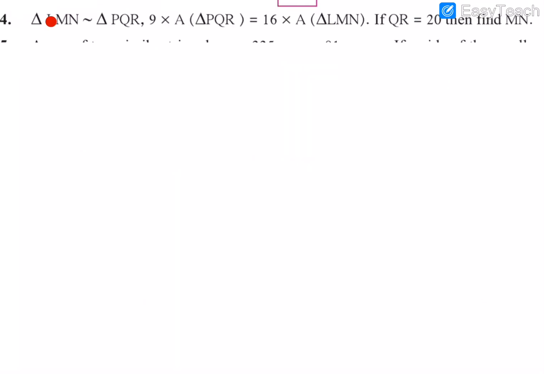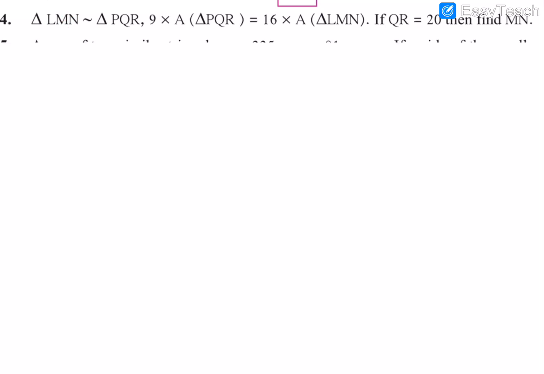Now we are going with problem 4. The question is: triangle LMN is similar to triangle PQR. Also, a condition is given: 9 into the area of triangle PQR is equal to 16 into the area of triangle LMN. So this is the condition given here. Also the length of QR is given as 20. We have to find the length of MN of the first triangle.